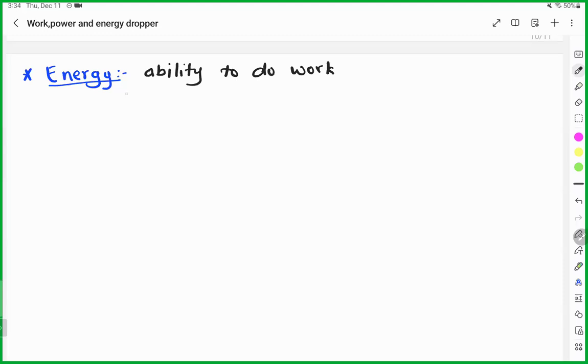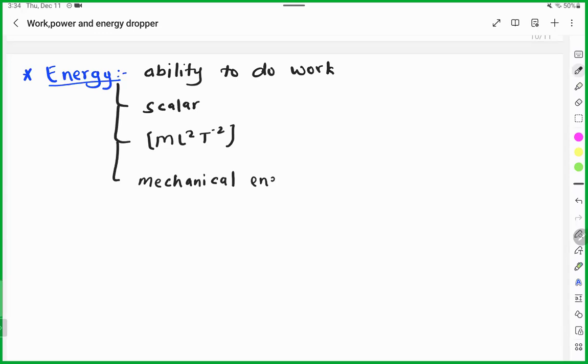But like work, this is also a scalar quantity. Like work, it has the same dimension and everything. Dimension you already know, ML square T minus 2. Correct? We have multiple energies in different chapters. In this chapter, we'll talk about mechanical energy. In mechanical energy, we talk about two major forms, kinetic energy and potential energy. Correct? We have sound energy, heat energy, light energy, many forms of energy, depending upon the situation.